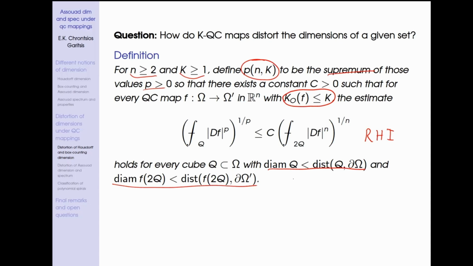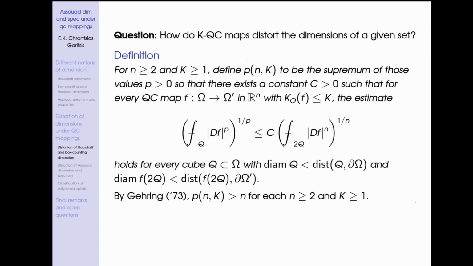And by double cube here, what do I mean? I mean that if we have Q(x, r), 2Q is just the cube centered at the same point, but with side length 2 times what we had before. And the same goes for balls. So we have the ball B(x, r), 2 times that is B(x, 2r). So we define this exponent as this supremum, p(n,k).